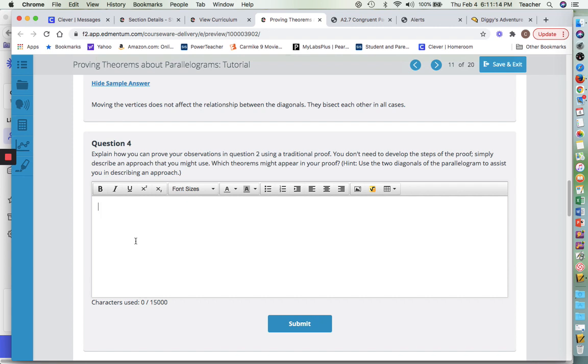Okay. Question 4. Explain how you can prove your observation in question 2 using a traditional proof. Ugh. All right, you don't need to develop the steps of the proof. Simply just describe an approach that you would use. Which theorems might appear in your proof. Use 2 diagonals of the parallelogram to assist you in describing your approach.